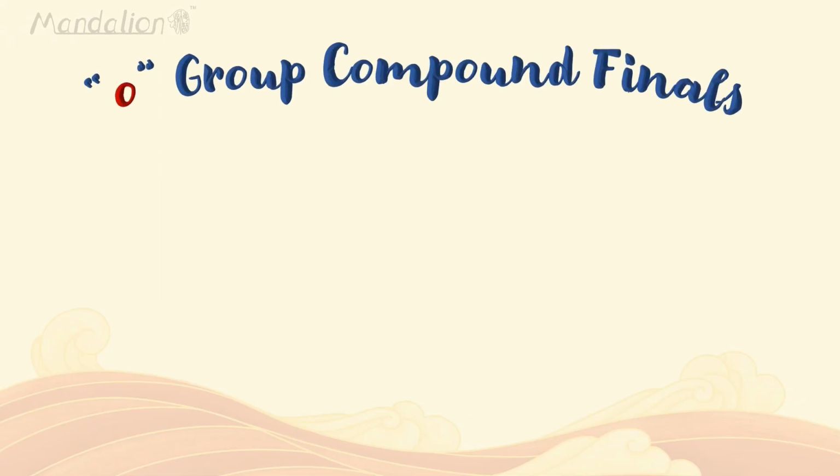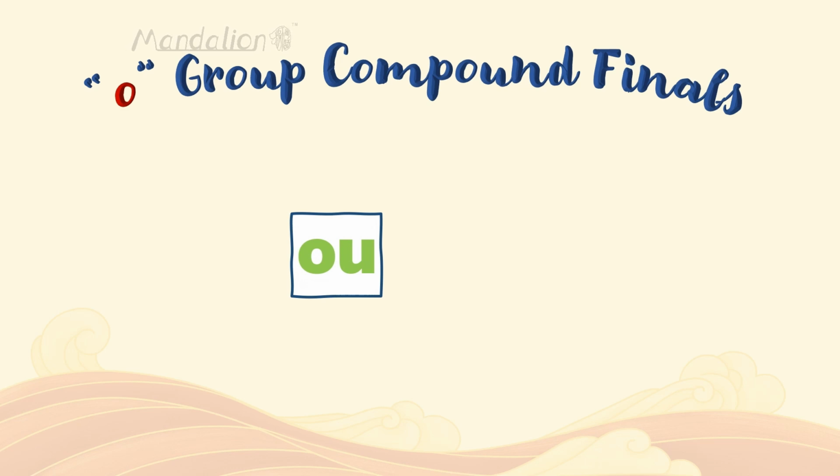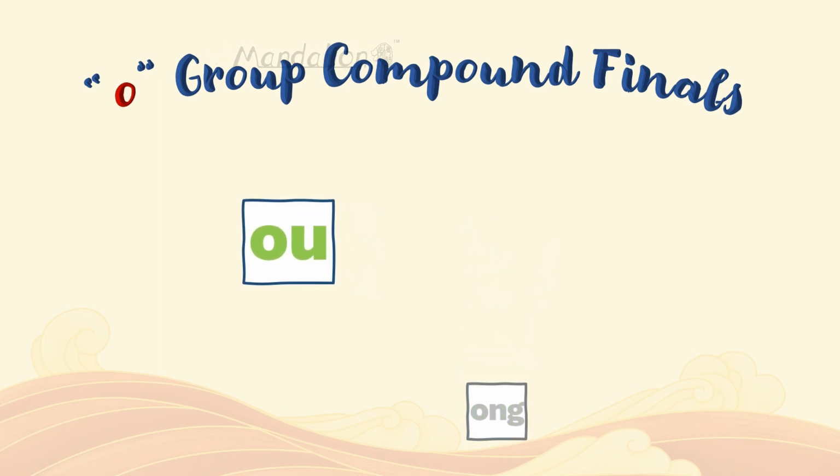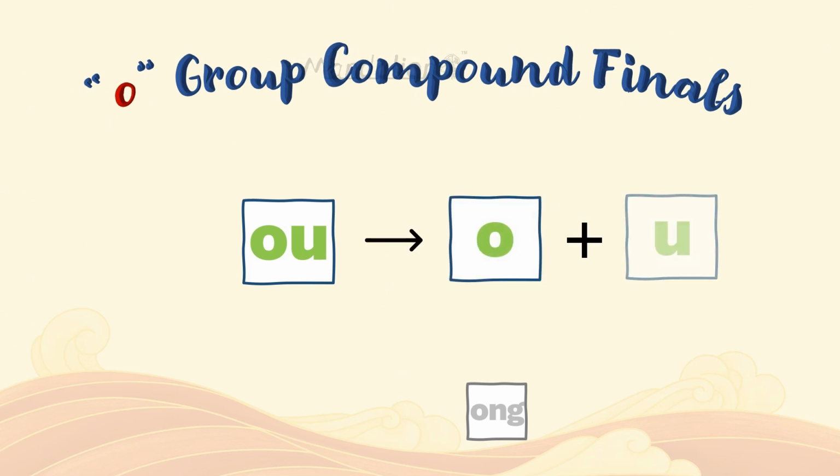There are only two compound finals that begin with the vowel o, and they are ou and ong. Let's learn how to pronounce both. The first compound final is ou. Ou is made up of the combination of the o and the u final. To pronounce this compound final, start by sounding the o final first, and then transition into the u final.